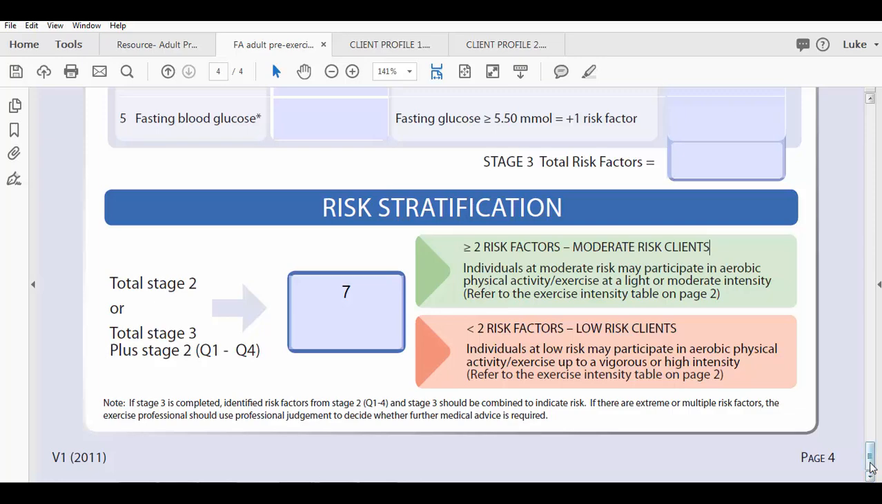And that's it, guys. So hopefully that breaks down for you how to answer or complete the adult pre-exercise screening tool. Remember, you need to fill out stages 1 and 2. Stage 3 can be left blank.